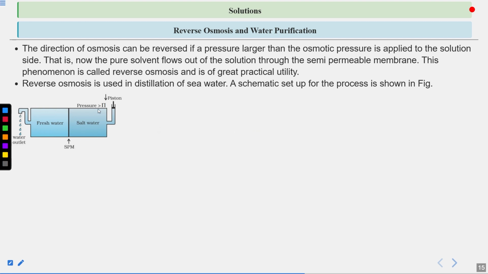Here is a diagram for you. Suppose we have fresh water here, so only the solvent molecule is present here, right? And here we have the salt water. Initially, what would happen if we don't apply any pressure? The fresh water will move onto the salt water. This is normal osmosis. But if you keep on applying the pressure, finally the solvent molecules from the salt water will move to the fresh water. And the volume of fresh water will increase. As a result, you are purifying the salt water. So this method is used in the case of desalination.